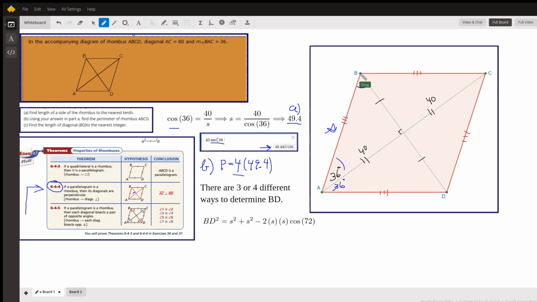And finally, to get the length of diagonal BD, there's 3 or 4 different ways to do it. This equation illustrates the law of cosines. Because we're trying to find BD, we know its opposite angle is 72, and we know the length of the two sides that include that angle. So there's the law of cosines.